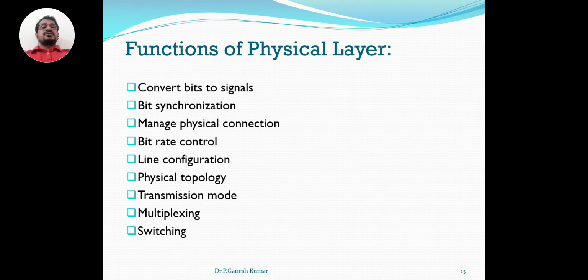The other major functions of the physical layer: converting bits into signals, bit synchronization, managing the physical connection, and bit rate control. Depending on what type of transmission medium we use, it will have its own bandwidth capabilities. Line configuration and physical topology are the way in which the devices are connected to a network. The transmission mode, either wired or wireless, is a major category. Multiplexing covers how many devices and functions share the medium, and switching covers whether we use circuit switching or packet switching.